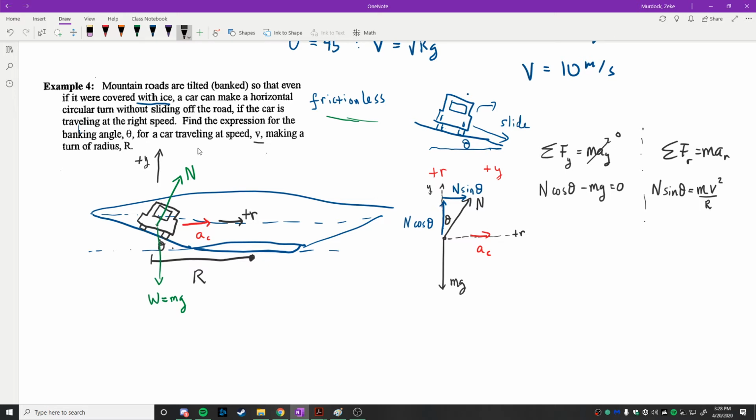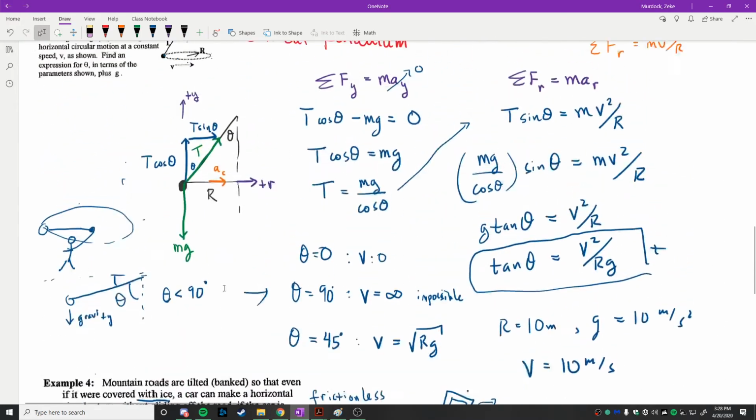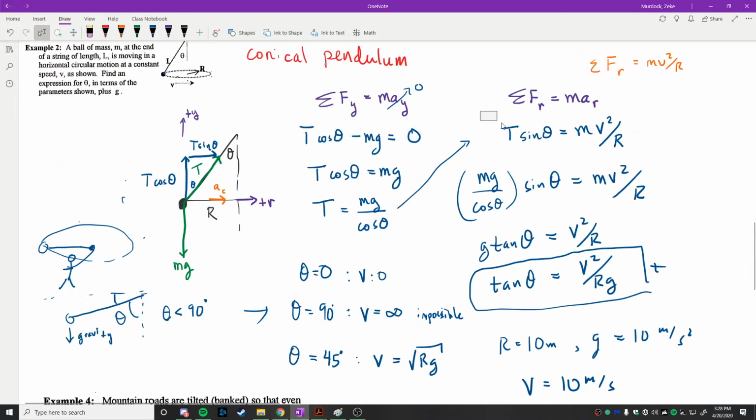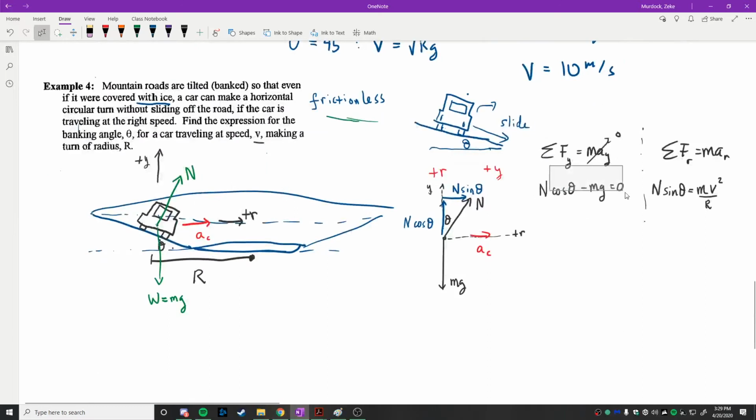So we need to combine these two equations together. You'll notice that this problem, even though it's about a car driving along an icy road, has equations that are pretty similar to what we got before, right? And if we solve these, we're going to get exactly the same answer as we got before. These problems tend to be very, very repetitive in terms of the kind of things you see show up in them.